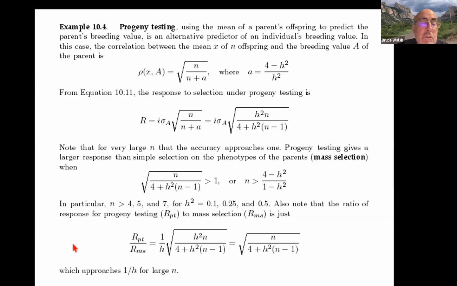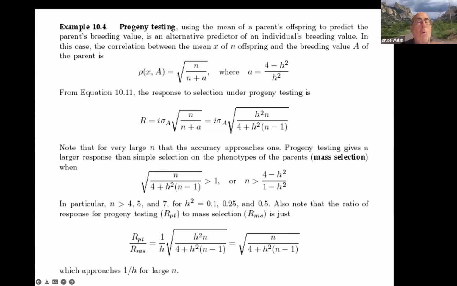We can then ask, what's the ratio of the response under progeny testing versus the response if I simply select individuals based upon their phenotype? You get this expression. And what you see here is that for really large N, this approach is 1 over H. So if the heritability is really small, you can get a much larger response by using progeny testing. As the heritability gets large, progeny testing is still effective, but the extra gain isn't that much.